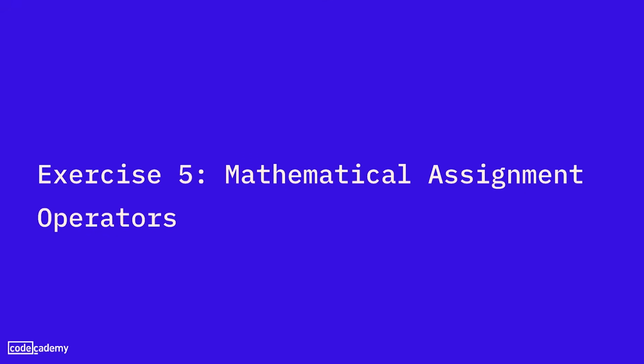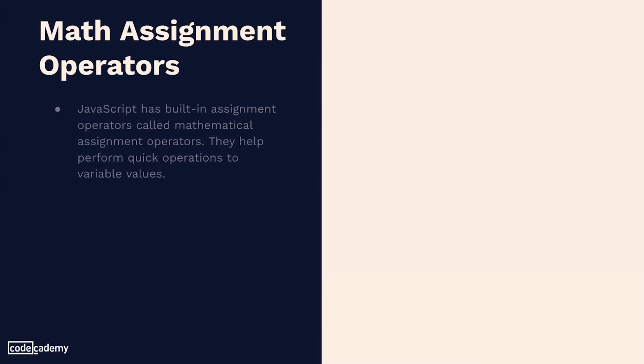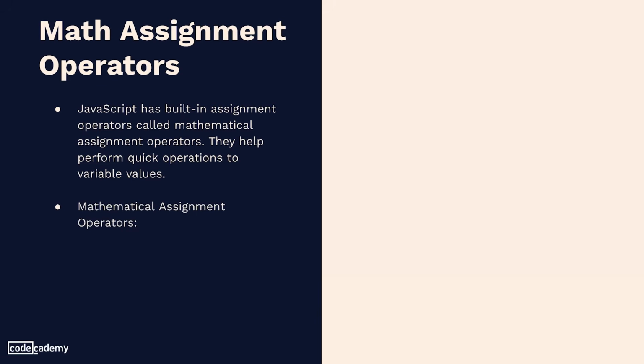Exercise 5, Mathematical Assignment Operators. When working with variables and particularly numerical data, it's common that we want to make quick adjustments to a variable's value. This is where mathematical assignment operators come in. There are four common assignment operators to be aware of. First, we have the plus equals operator that helps add a value quickly to a variable. We also have minus equals, multiply equals, and division equals. Notice that these map to the four common mathematical operations we can perform with regular numbers.